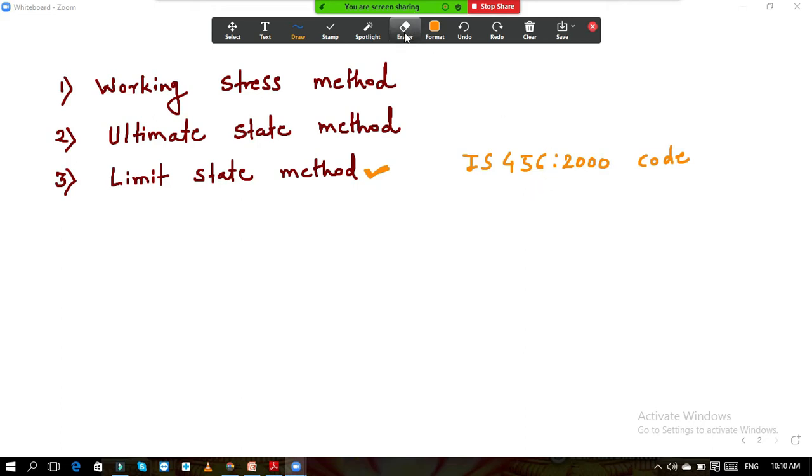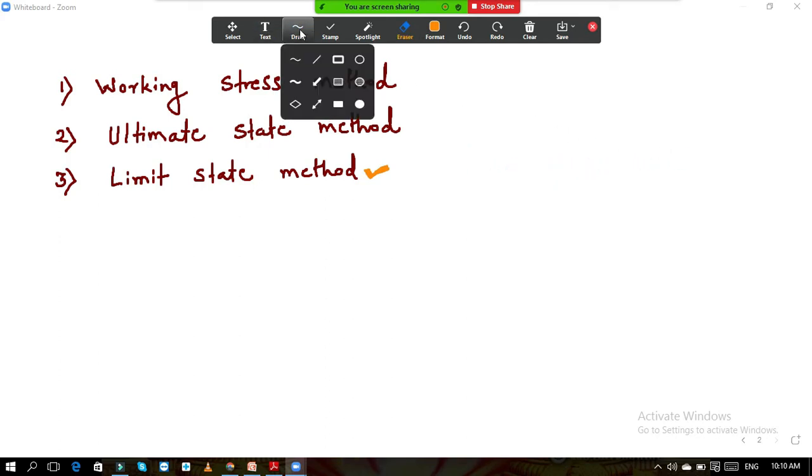So now we will see one by one, in short, what these methods are. The working stress method is not in your syllabus. The ultimate state method is also not in your syllabus for design. In this subject, we will see only the limit state method of design, and this method is used in the market nowadays. All over the world only the limit state method is used. So first of all we will see the working stress method.